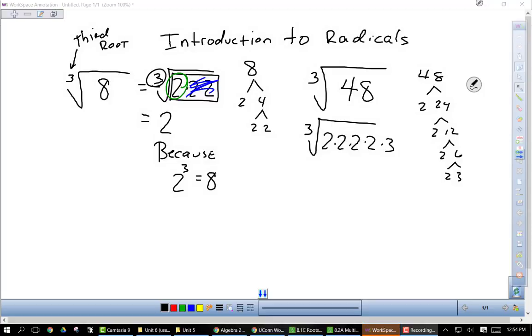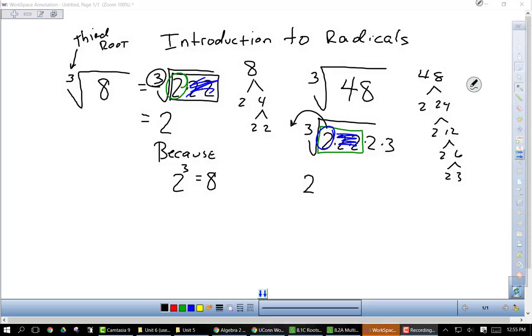But it's the cubed root now. It's not the square root as we had before. So I need groups of 3, not groups of 2. Well, what happens? One of those 2's pop out, the other 2's disappear. So the one that popped out comes out.